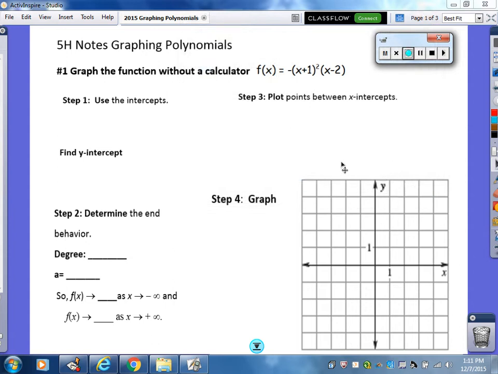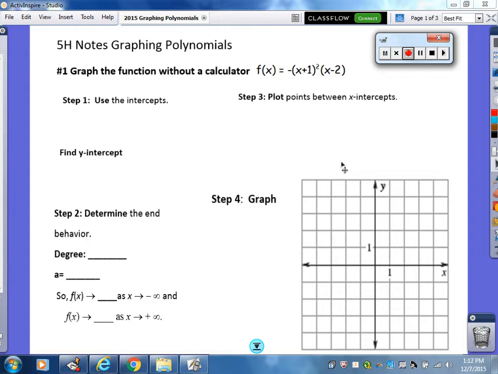Alright, today this is 5H Notes. We're going to be graphing polynomials without the use of a calculator. So, here are the steps we're going to follow. First of all, we're going to graph the polynomial f of x equals the opposite of x plus 1 quantity squared times x minus 2.